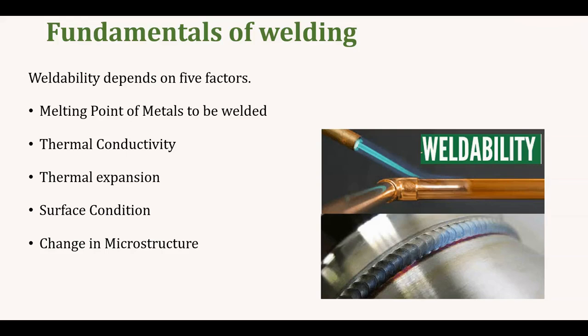And the next one is surface condition. It should be corrosion free, and there should not be any pores or voids. Such a surface condition is very important. And the microstructure: whether there is any change in the microstructure, or we have a common microstructure throughout the material. So these are the five different factors which always influence the weldability. If these five factors are very good, we will have a very good result in the welding.